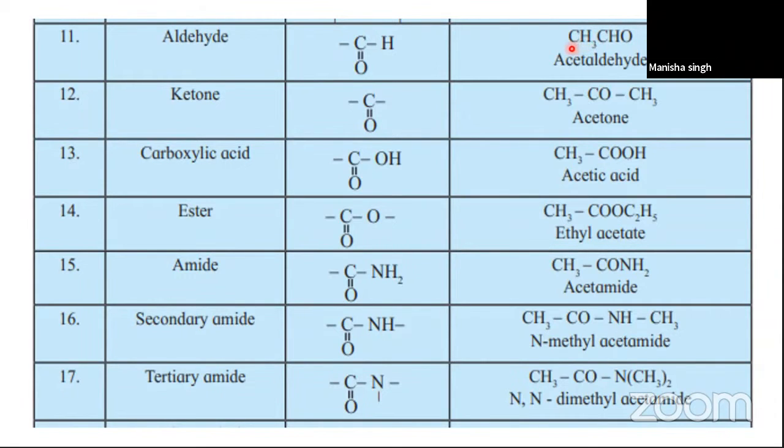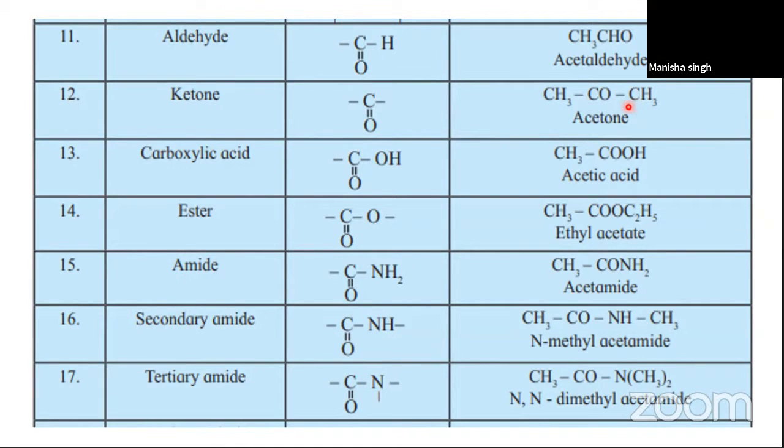ये तुमको याद रखना होता है. What is acetaldehyde? What is formaldehyde? Now next one is ketone. So ketone and aldehyde, they are actually brothers. They have got same C double bond O in their molecule. But only difference is what? Here in ketone, the 2 bonds of carbon, they are satisfied by alkyl groups. Means both are the alkyl groups.